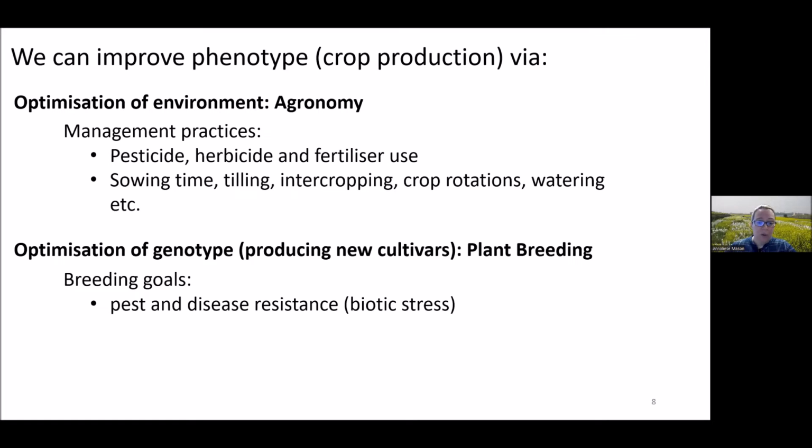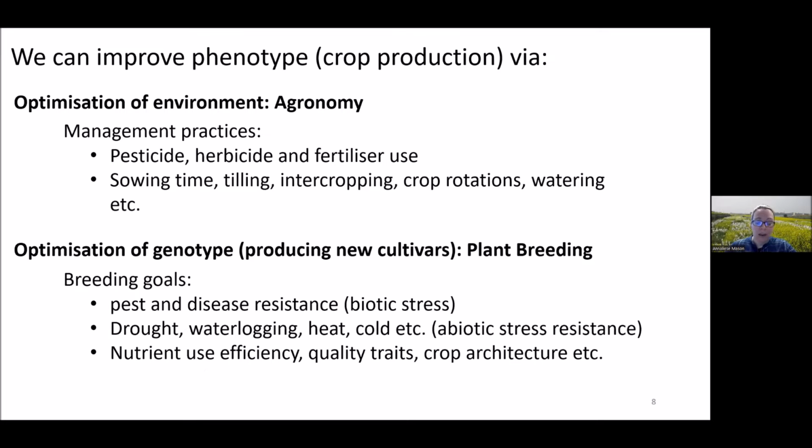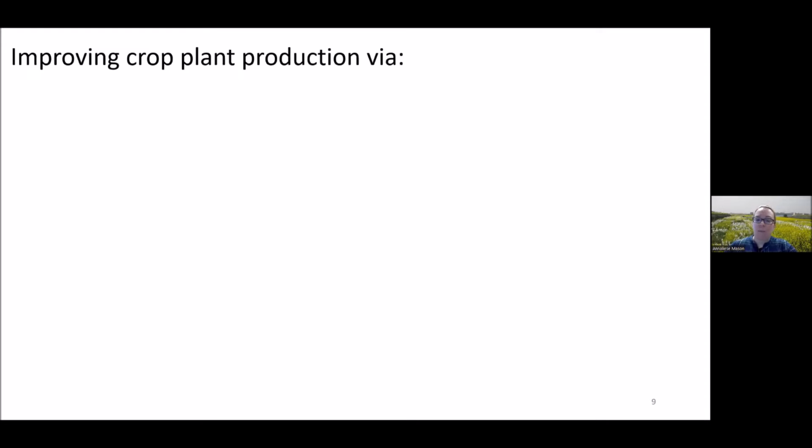So this includes breeding goals, such as breeding for enhanced pest and disease resistances. We call all traits which result from living organisms, so like pests and diseases, biotic stresses. And then things like drought, waterlogging, heat or cold resistances, and these are abiotic stress resistances, everything which comes from non-living stresses. We also would like to improve things like nutrient use efficiency, quality traits, crop architecture, and this kind of thing. And of course, yield, which is always a combination of all of the above, plus specific yield-related traits such as seed production.